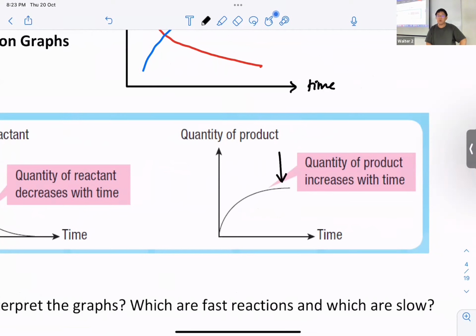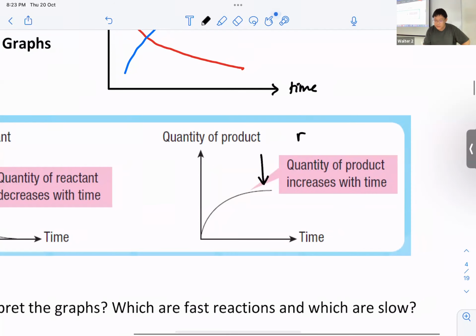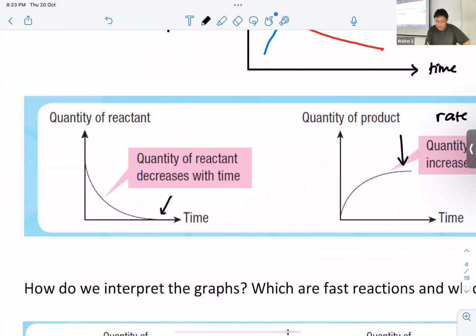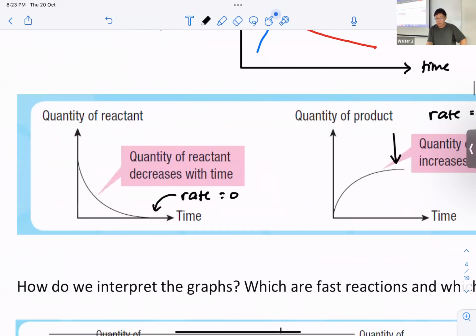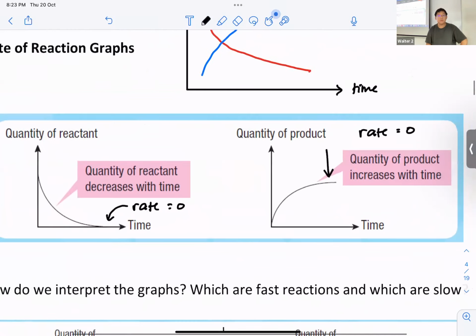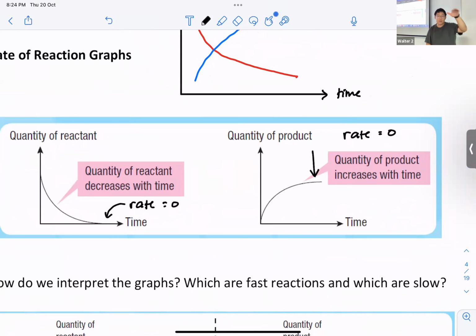You'll notice that there's a flat point, the products being formed, and then the rate becomes 0. So whenever it is at a flat point, we say that the rate is equivalent to 0. Same goes for here. When it becomes flat, eventually we will say that the rate is equivalent to 0. Once there's a point where it becomes flat, it means the maximum volume of gas is collected.